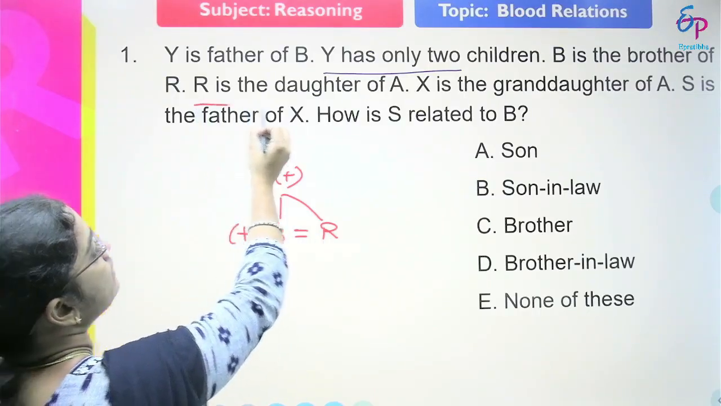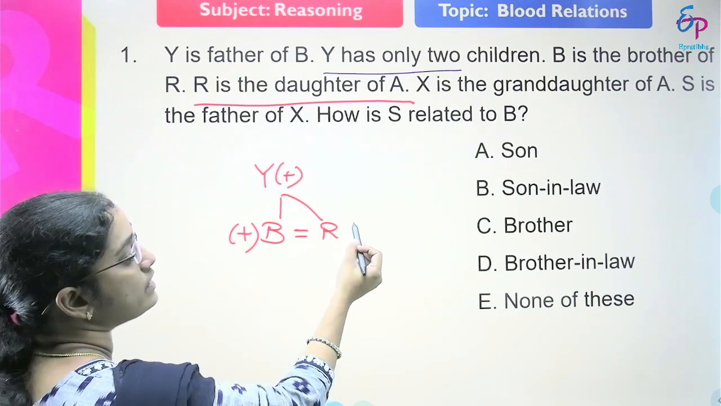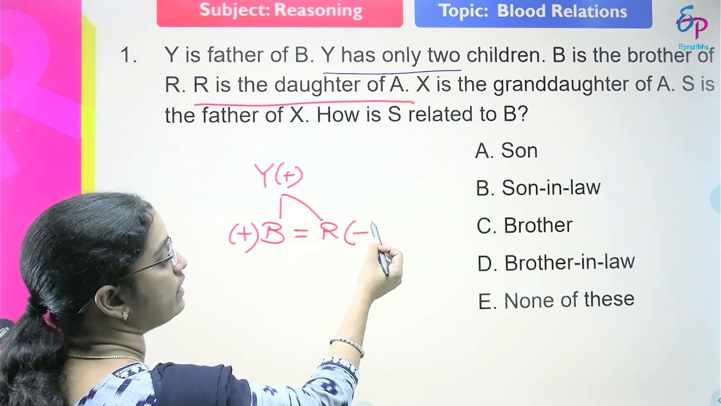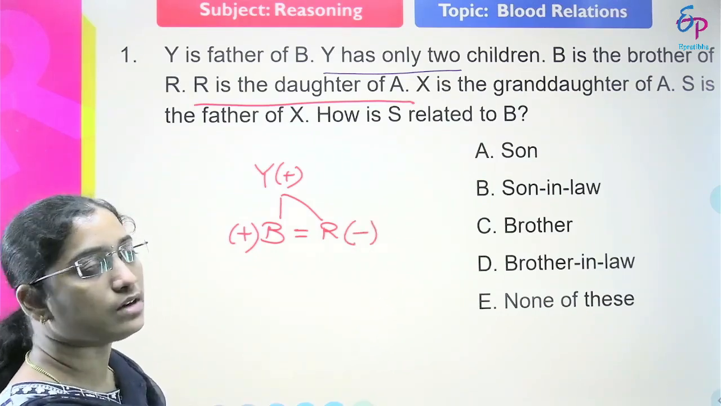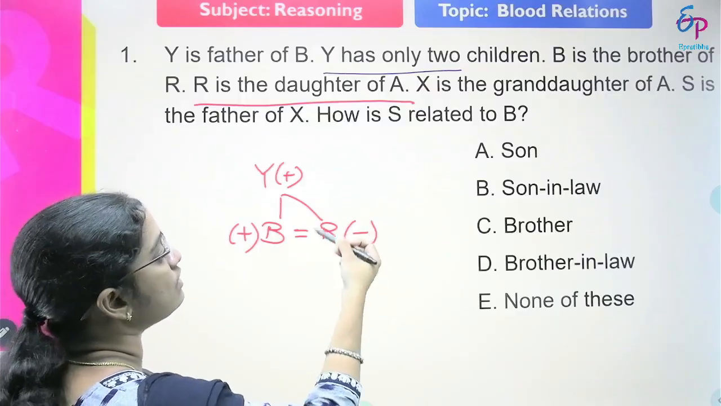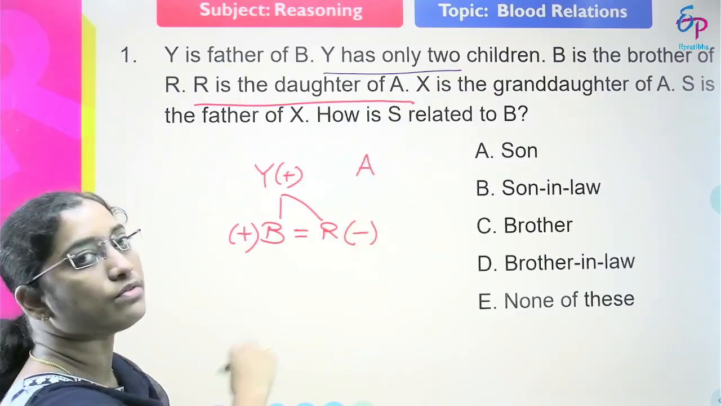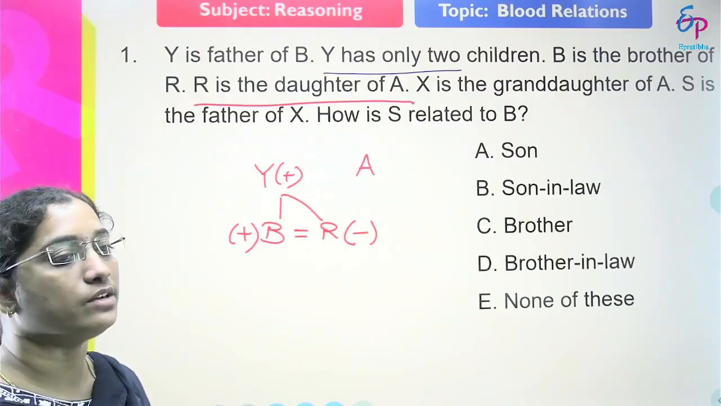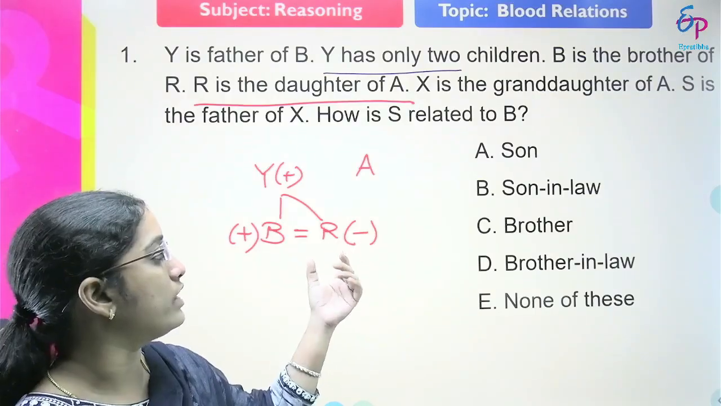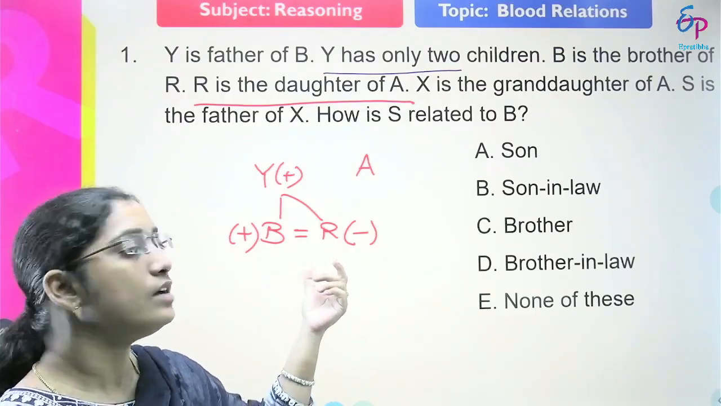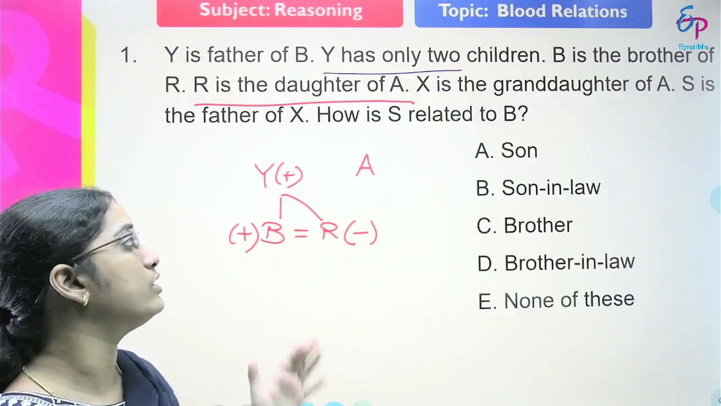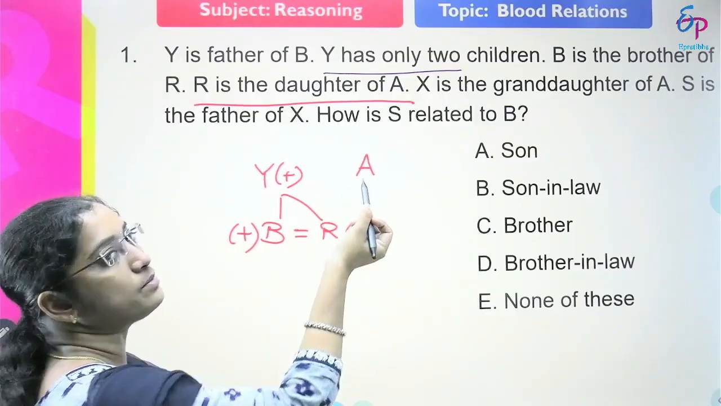Then R is the daughter of A, okay? R is the daughter. Daughter means female, right? So that's why I'm taking minus symbol for R. And R is the daughter of A, so A is the parent of R. So R is the child of A. So that's why I'm taking A in the previous generation. But here we don't know whether A is a mother or father.